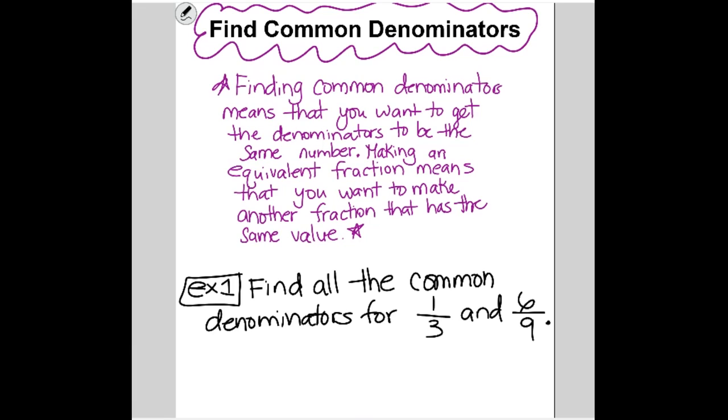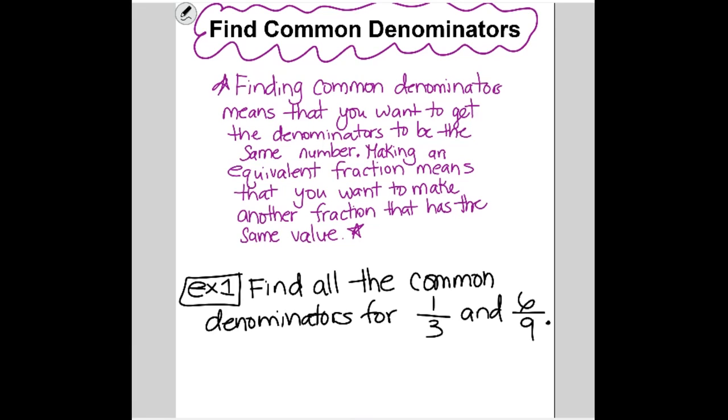The next thing that we will be doing is making equivalent fractions. That means that you want to make another fraction that has the same value as the fraction that you have now. So let's say if we had the fraction 1/2, we want to make an equivalent fraction. That means that we want to make another fraction that will equal half of something. So like for an example, we can say 4/8 because 4 is half of 8. So that would be the value of 1/2. So I'm going to show you how to do all of these today.